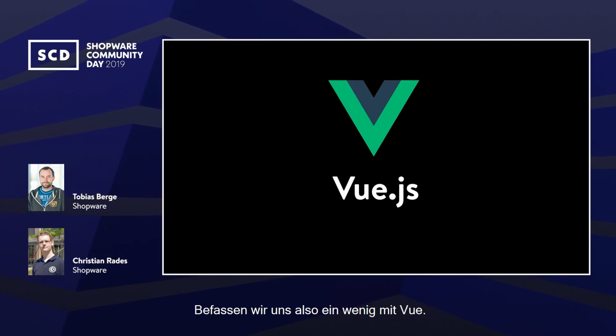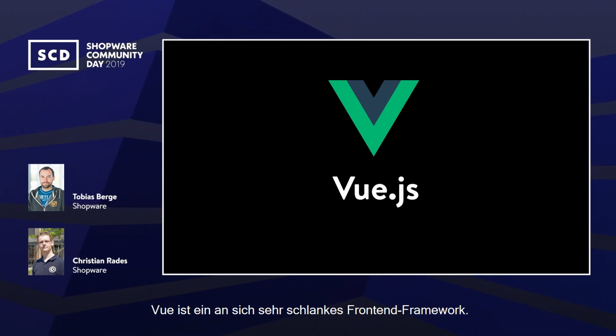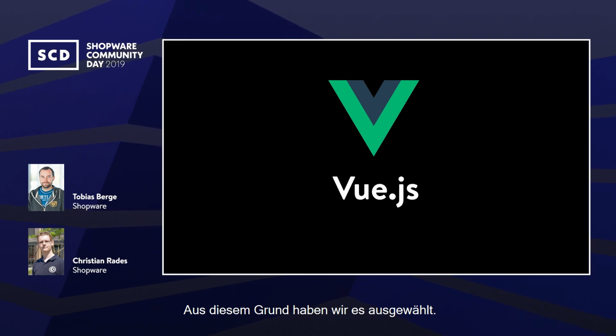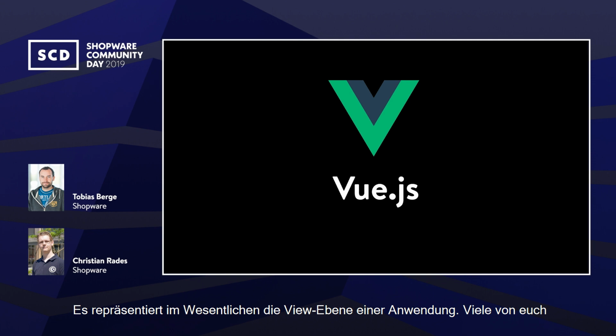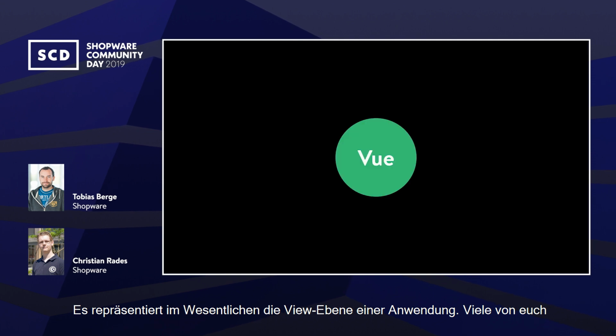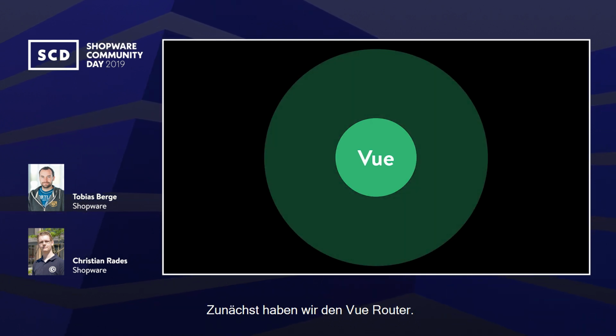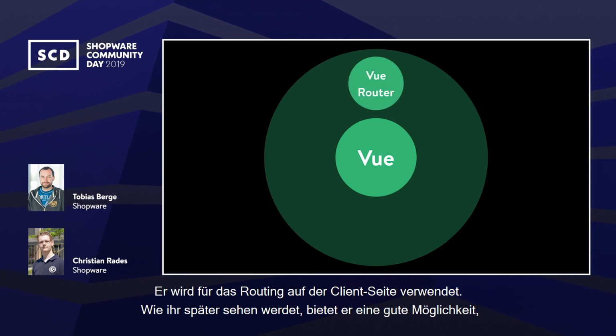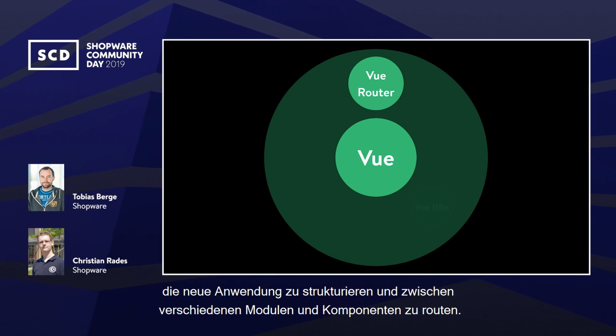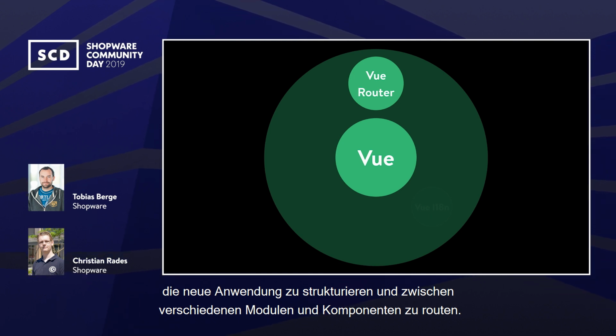So, let's talk a bit about Vue. Vue is a front-end framework that is in itself very lean. That's why we chose it. It represents mostly the view layer of an application. And many of you will think of Vue as a single entity. But there are actually several core and community libraries we're using. So, for one, we got the Vue router. This is used for client-side routing, and as you will see later, is actually quite a good way to structure the new application and route between different modules and components.